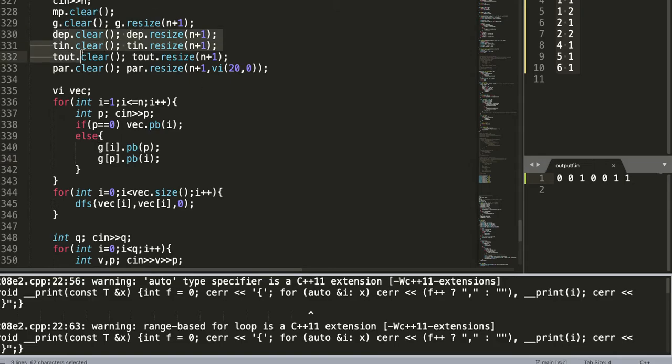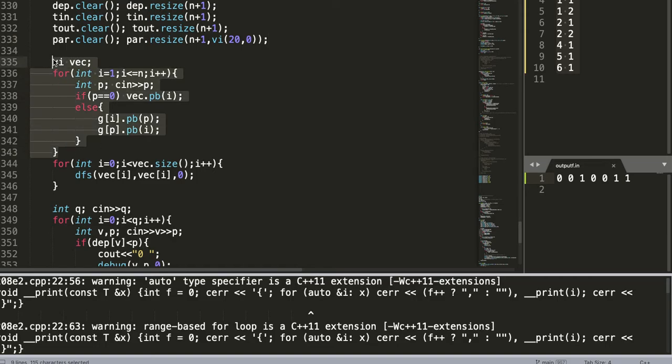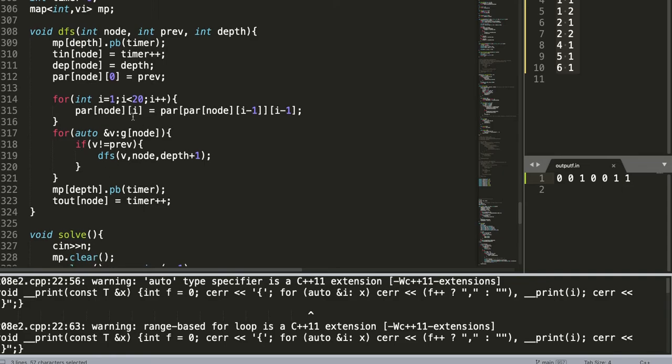Yeah, so moving on to the code. This is again what we discussed, depth, t in, t out, pair we'll discuss. Like for if p is equal to 0, we'll not make any edge, rather we'll use it to start a DFS from this node as the root of that particular tree in the whole forest. So this is the DFS. How the DFS looks is we'll push the timer, t in will store, t out will store, for this particular node depth of this node will store, and pair.